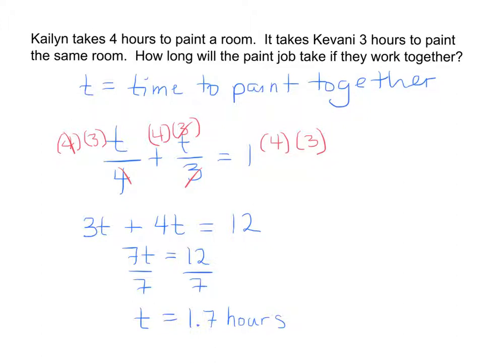Does that answer make sense? Yeah. We knew it was going to be less than 3. A pretty good guess was 2. 1.7 is close to that. So when you're doing this kind of problem, you need to think too, does your answer seem reasonable? If you came up with like 17 hours, you should stop and go, that doesn't make any sense. But 1.7, that makes sense.